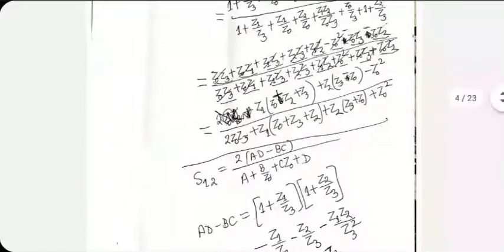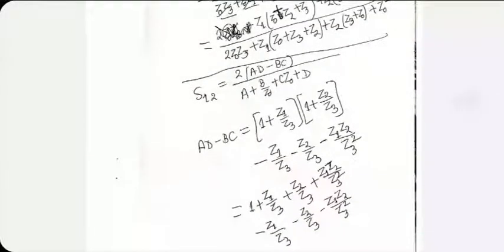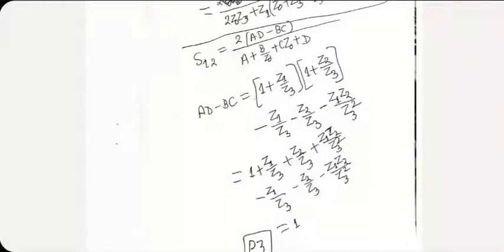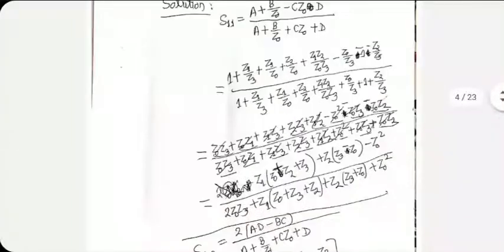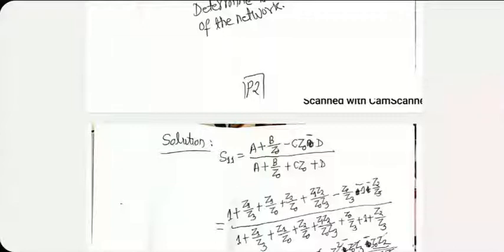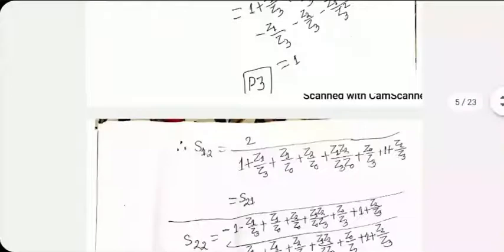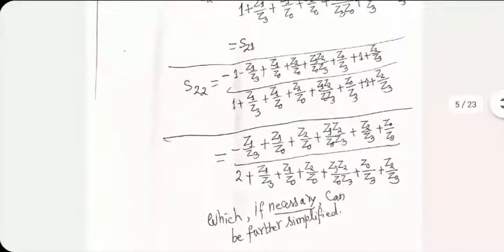For S12, in this case also, you can verify that AD minus BC is 1. I've done that verification. So this T network is also a reciprocal network. And if I do that, then S12 and S21 become equal to each other again. And the result is this. This time I have not bothered simplifying it anymore. S22 also, instead of A minus D here in the numerator for S11, we'll have minus A plus D. That's the only difference, so that also you can simplify. So please go through these derivations, make sure I have made no mistake.